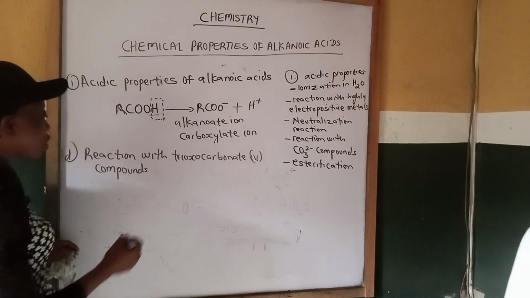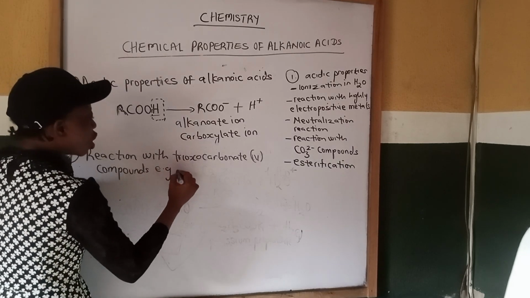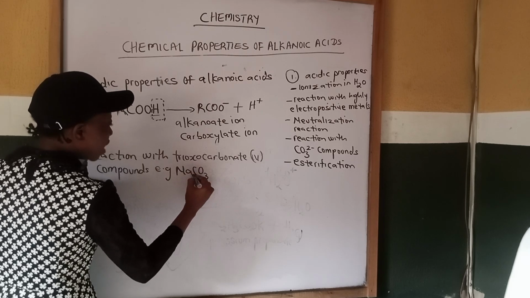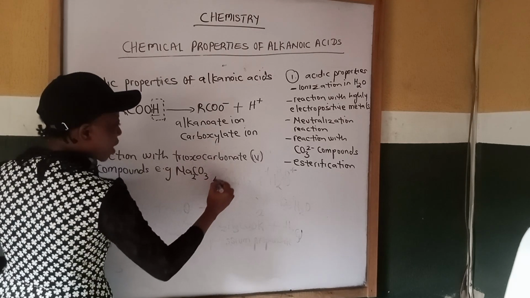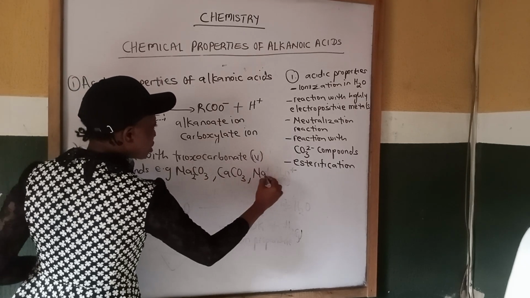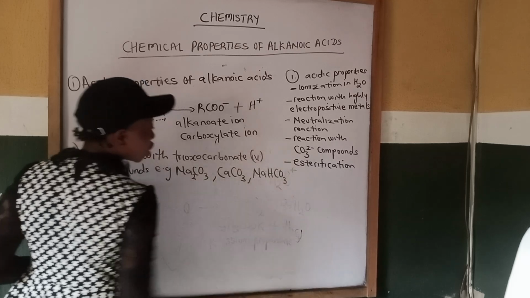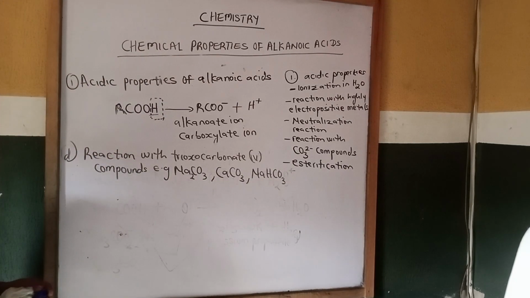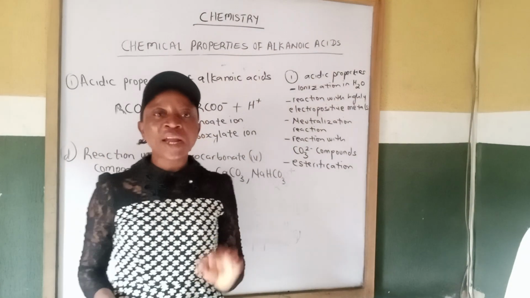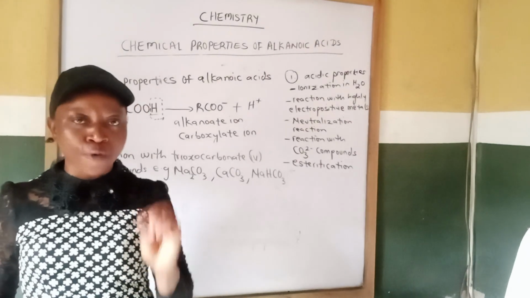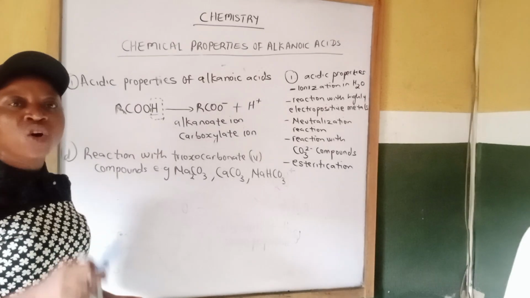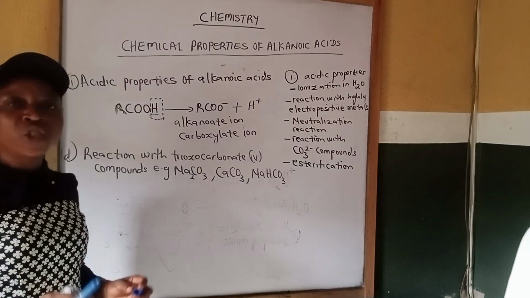So what are the compounds of trioxocarbonate IV? For example, sodium trioxocarbonate IV, that is Na2CO3. We have calcium trioxocarbonate IV, which is CaCO3. We have sodium hydrogen trioxocarbonate IV, which is NaHCO3. So when any acid, even a mineral acid, reacts with trioxocarbonate IV, there will be effervescence of colorless and odorless gas. Then the gas turns lime water milky and blue litmus paper red.